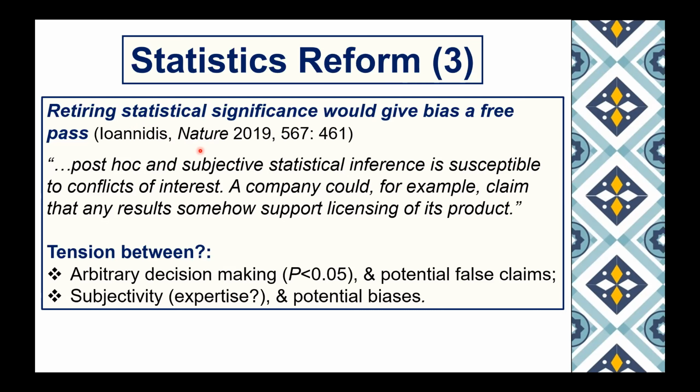Yeah, that's true. It's going to happen. But you've now got this tension between arbitrary decision making based on the p-value less than 0.05 and potential false claims. And I wonder how much of the literature is false claims based on type 1 errors, and subjectivity based on expertise and potential biases. You've got this sort of bizarre tension. Some people are arguing, and I'm not really too sure where I sit on the side of this, but I feel as if I'm always going to come down to favouring subjectivity based on expertise, and still possibly having some potential biases there.